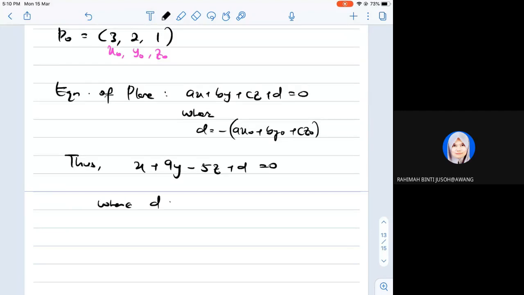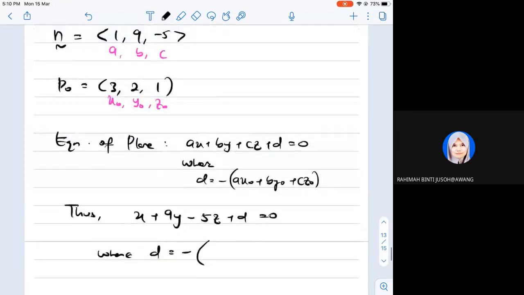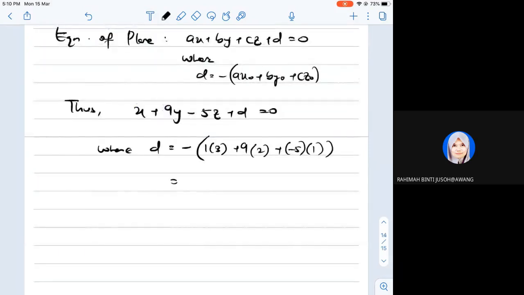Where D equals to negative AX0. So 1 darab 3 plus BY0. So 9 multiplied by 2 plus CZ0. So plus negative 5 multiply Z0 is 1. So we will get negative 3 plus 18 minus 5. 21 tolak 5. We get 16 equals to negative 16, isn't it? Betul tak?